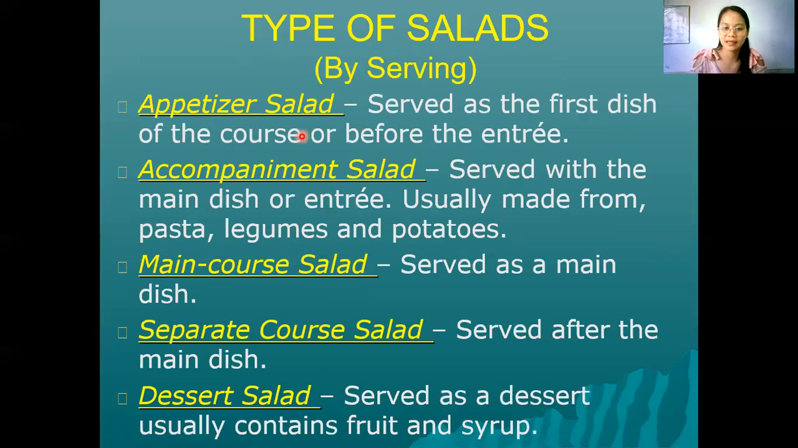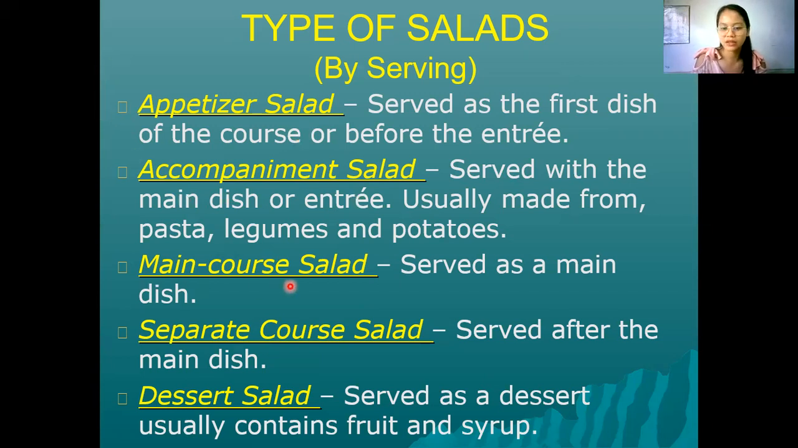Okay. So, types of salad by serving. We also have appetizer salad. It is served as the first dish of the course, so it should be served before the entree. Accompaniment salad is served with the main dish or entree. Have you tried eating in a restaurant where they served, for example, a fried fish fillet or fried pork steak? They will usually add a salad, like the green papaya salad, so that it will complement the flavor. Because the pork will render a fatty taste, the acidic, tangy flavor of the salad will give accompaniment to its taste. That is why they call it accompaniment salad.